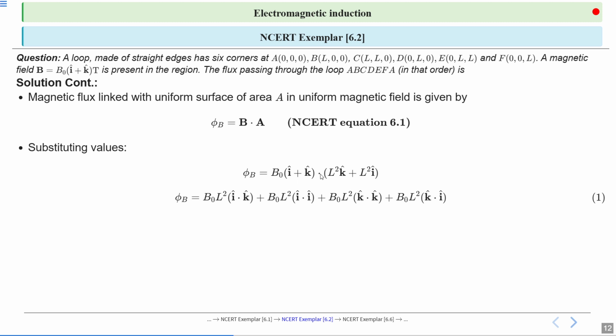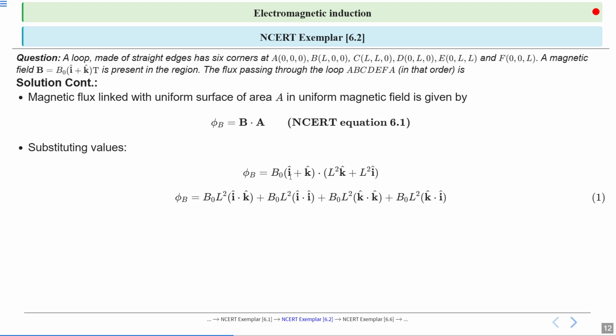Now you have to take dot product. So L square is taken as common. So I cap plus K cap dot I cap plus K cap. Okay, so B naught L square, this term, like we do A plus B into A plus B. Okay, the formula, that algebra, A plus B into A plus B. We multiply A with A, then A with B. Okay, plus B with A plus B with B.